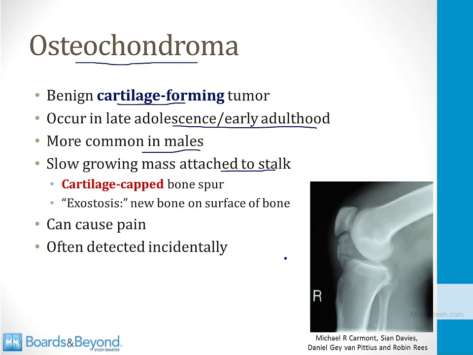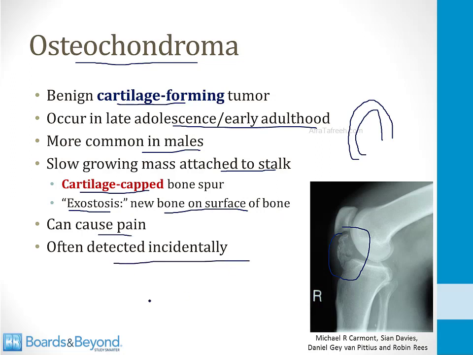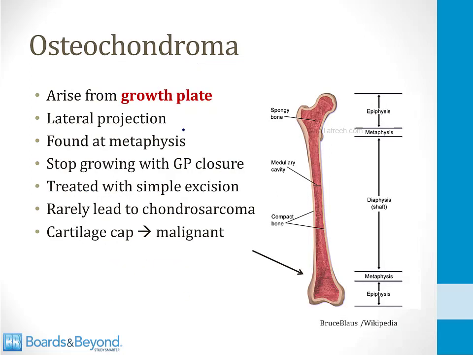This is an X-ray image of an osteochondroma on the screen here. You can see this mass growing off the long bone. What it basically is, is a bone spur that's capped by cartilage. So it's a little piece of bone growing off the regular bone, and it's capped by cartilage. It's described in your textbooks as an exostosis, and what this means is new bone growing on the surface of the regular bone. It can cause pain, but it often doesn't and is detected incidentally when an X-ray is done for another reason. The most important thing for you to know about this tumor for step 1 of your boards is that it arises from the growth plate.